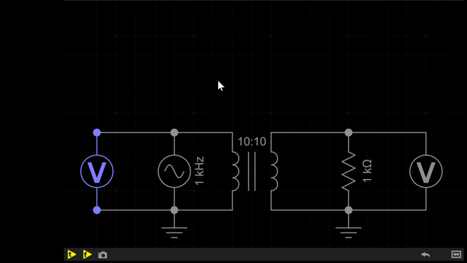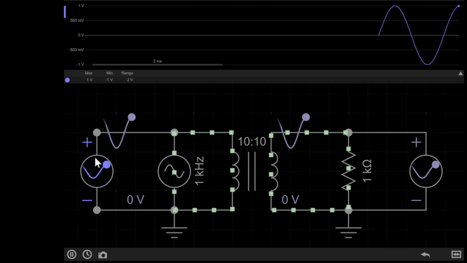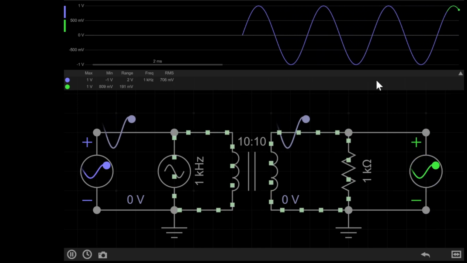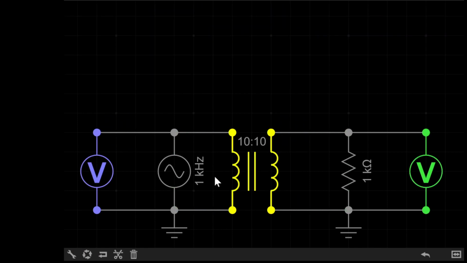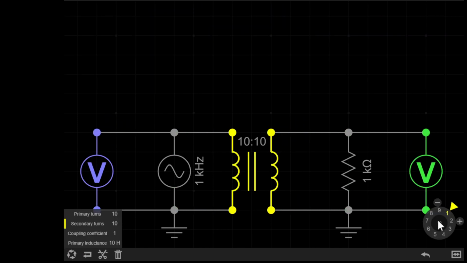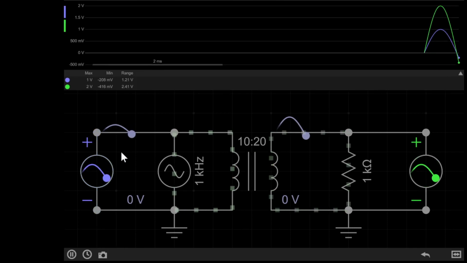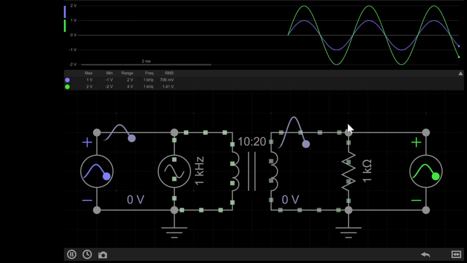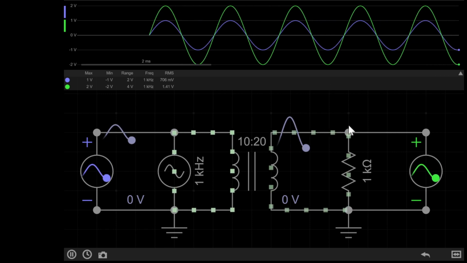So if I now simulate the circuit and look at the graph, you can see the input side has a 1 volt to 1 volt peak, and the output side also has a 1 to 1 peak. If I now double the number of turns on the secondary side from 10 to 20 and re-simulate the circuit, you can see the input is still 1 volt to 1 volt peak, but the output is now 2 volts to 2 volts peak. What's going on here?